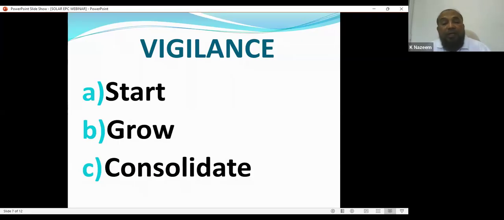Consolidate means you have to take care of your customers, you have to take care of your staff, because without a team, you cannot run a business. There is a saying, if you're doing all the things by yourself, you're doing sales, you're doing service, you're doing accounts, everything yourself, and you're not having a team to do those tasks, then it is not a business, it is a trap. It is a trap of self-employment. So be careful. You should have consolidation on the customers, on the team and the staff and everything, and then you should be vigilant. Next.